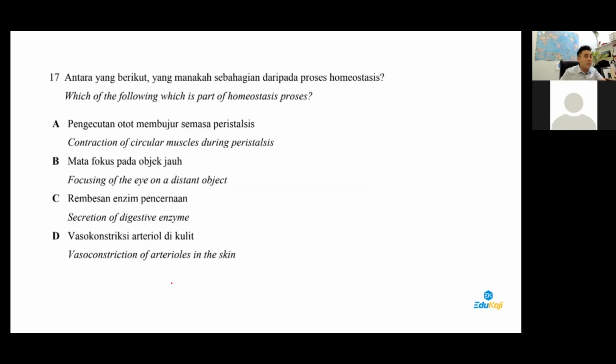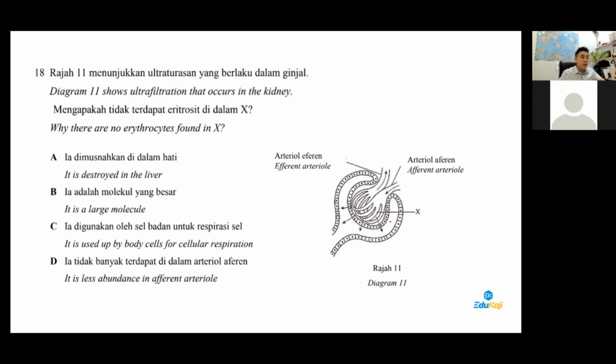Now, 17 here, which of the following is part of homeostasis process? Yeah, vasoconstriction, this one. Guys, please write body temperature regulation. Okay, this is one of the homeostasis process. Body temperature, blood glucose, osmotic pressure, partial pressure of carbon dioxide, all this is to do with homeostasis. Yeah, 17 donkey.